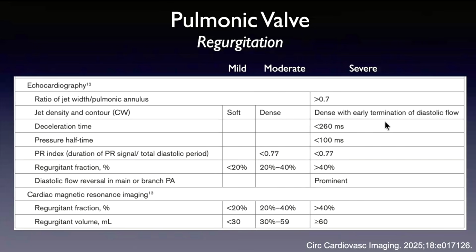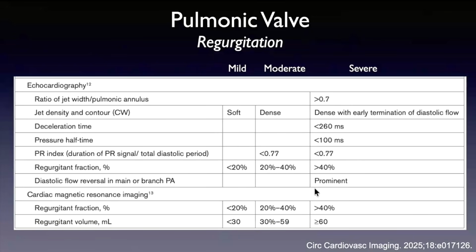You get a dense jet with early termination of diastolic flow, that equalization of pressure between the PA and the RV. That represents severe pulmonic regurgitation. You can measure either deceleration time or half time, which tends to be quite short because of that rapid deceleration. There's this PR index, which is the duration of the PR signal divided by the total diastolic period. In most non-severe pulmonic regurgitation, there's still flow at the end of diastole, and we could use that to estimate PA diastolic pressure using the Bernoulli equation. And if you quantify it, you can look at regurgitant fraction.